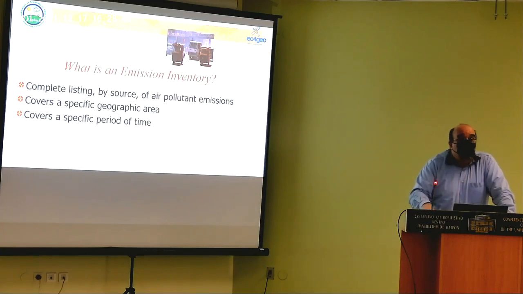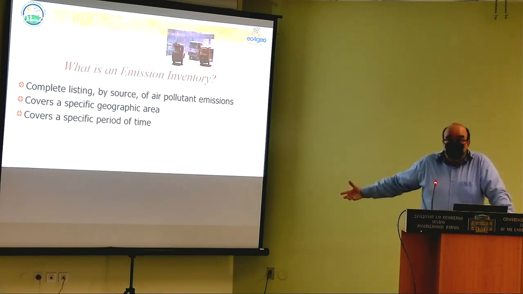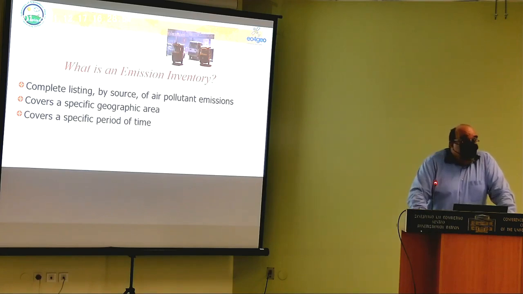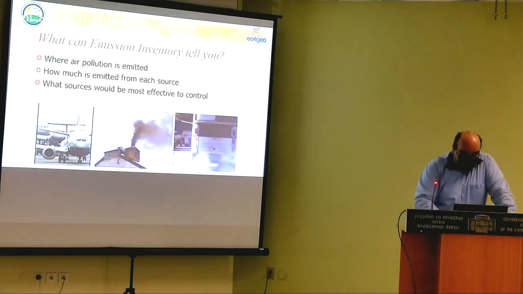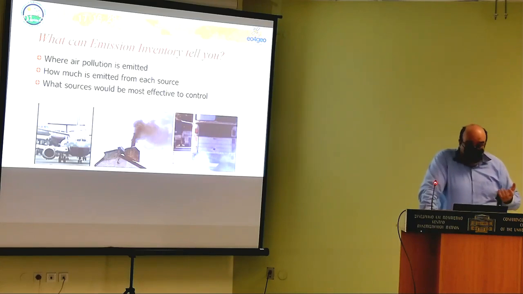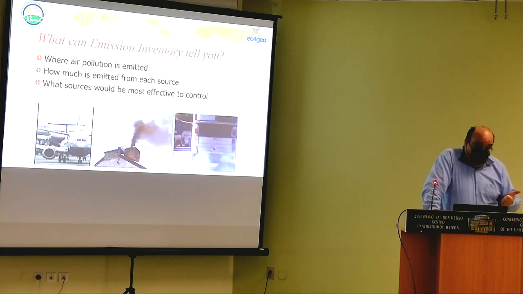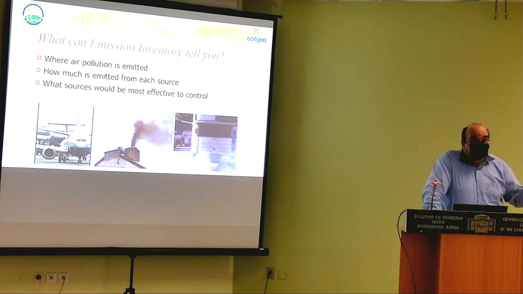So this is the emission inventory from now. For now, in 5 years, the emission inventory would be different because traffic changes. It also has some seasonal dependence. It's not the same sources all year. Let's say if you have biomass burning for domestic heating, you have huge sources during wintertime, but you don't have it during summertime. So time is also important. And the emission inventory can tell you where air pollution is emitted, very important, how much is emitted from each source, and what sources are most effective to control. So you have to go to the big sources, at least at the beginning, and try to make plans and take measures from there.